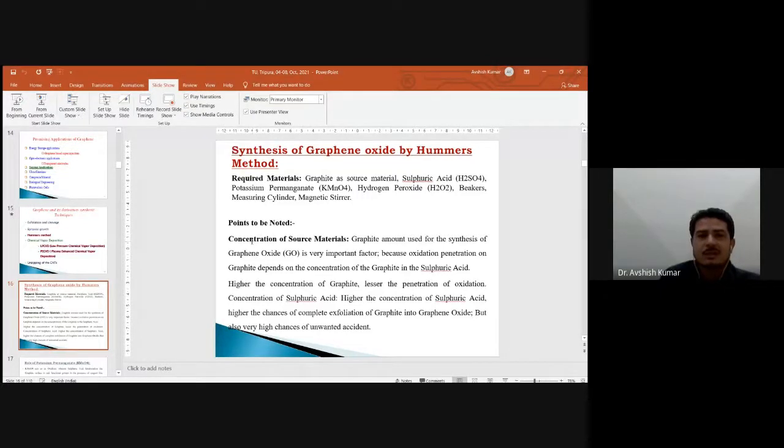The concentration of the source material, particularly the amount of graphite you are using for the synthesis, is a very important point, because the oxidation penetration into graphite depends on the concentration of graphite in sulfuric acid. The higher the concentration of your source material, the graphite, the lesser the penetration of oxidation. And the higher the concentration of sulfuric acid you are taking, the higher the chances of complete exfoliation of graphite into graphene oxide. But you need to remember that there are very high chances of unwanted accidents. So you need to be careful when you are using these acids.